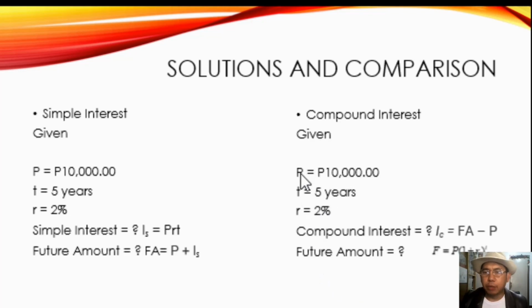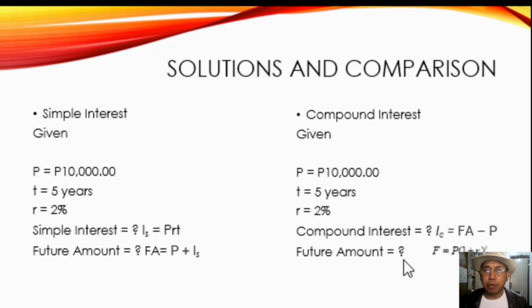Now what about the compound interest? How do we solve for the compound interest? Using the same problem, I have here the principal, 10,000 pesos. Period of the loan, 5 years. The rate of interest is still 2%. The next question would be, what is the compound interest of the 10,000 pesos? What is our working equation for the compound interest?